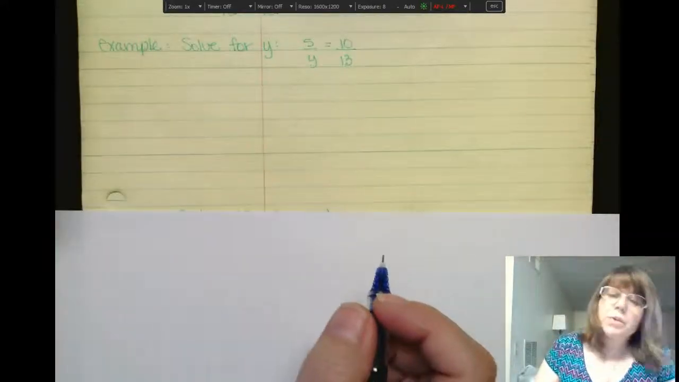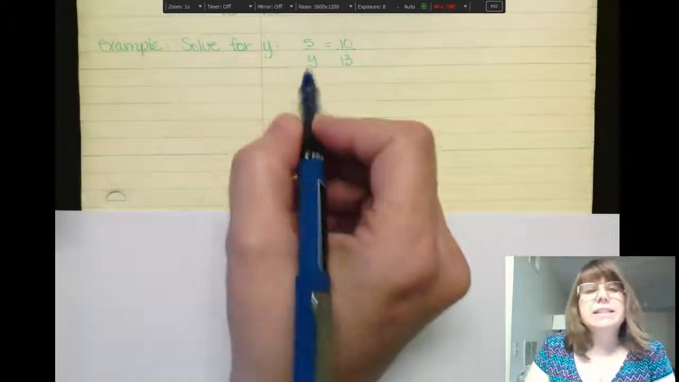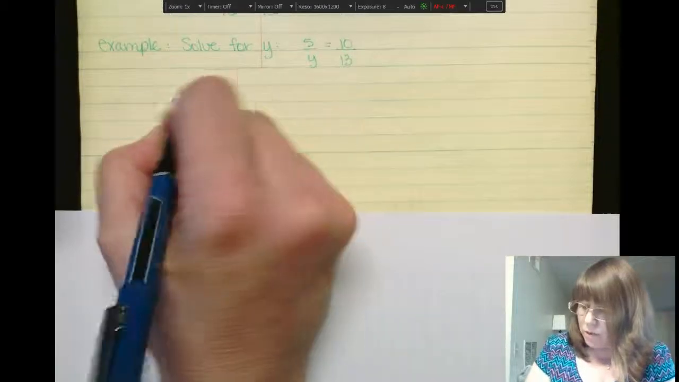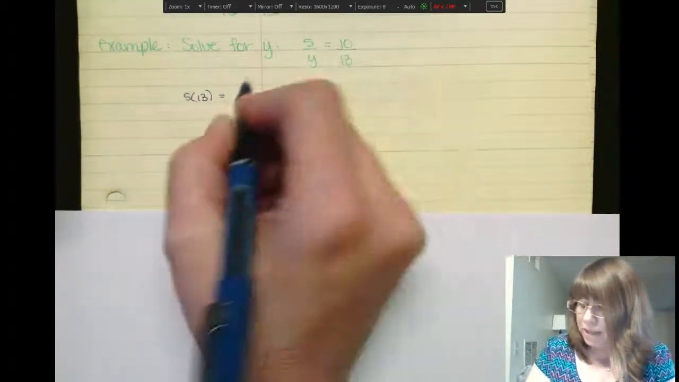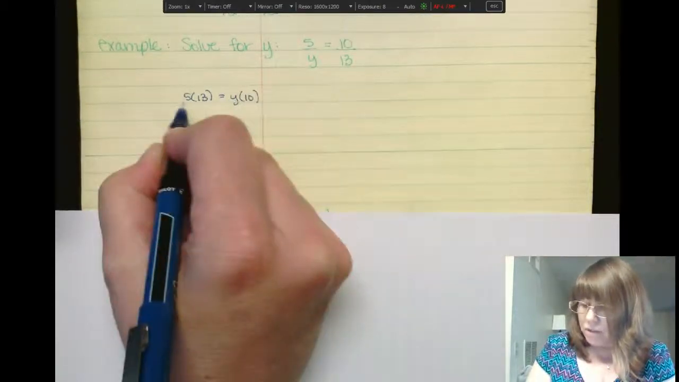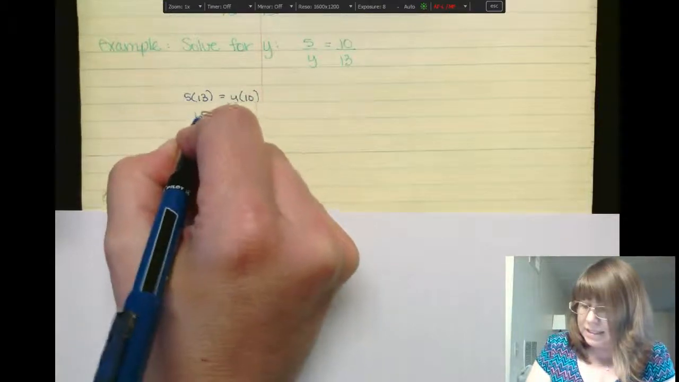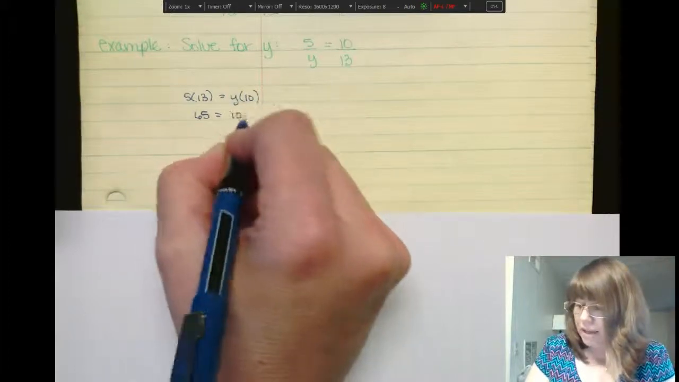So let's work through a problem completely together. I'm going to again take the extremes times the means. So 5 times 13, does that equal y times 10? 5 times 13 is going to be 65. Y times 10 is 10y.